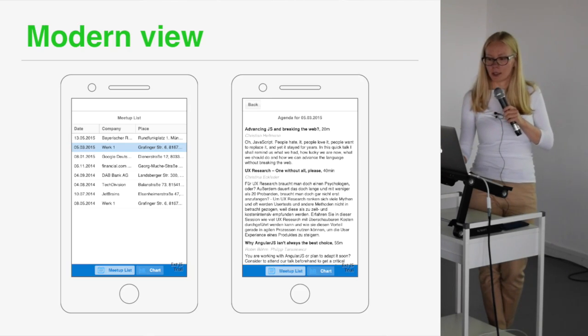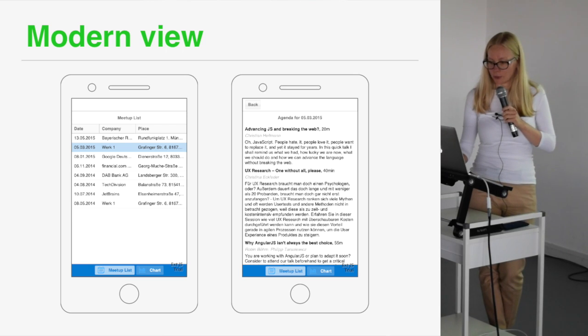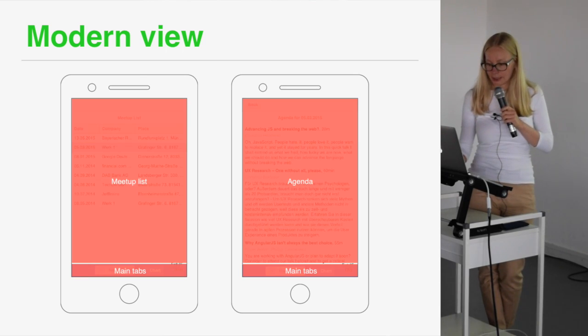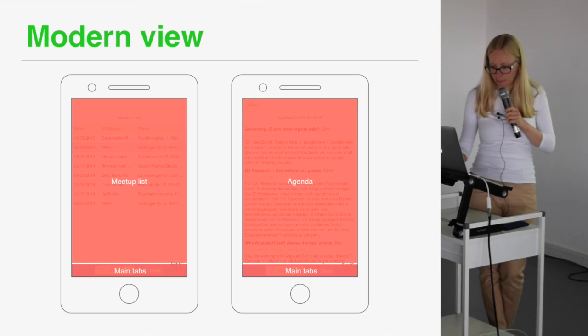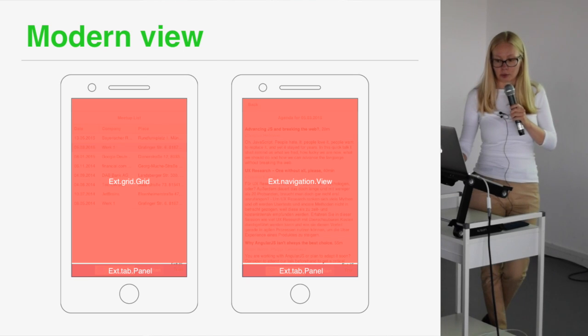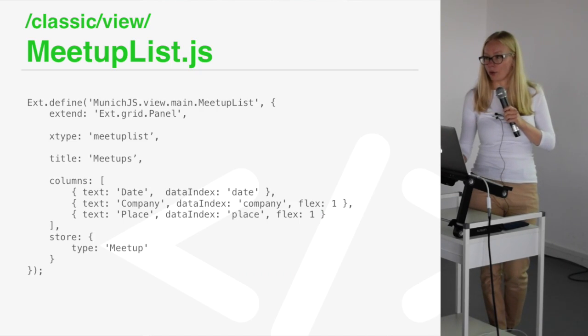Classic and modern views have different sets of UI components. Here it's the same, but with slightly different base classes. Okay, let's look at the source code of the meetup list. For example, I'll show you everything via the classic view code, because the modern view code is pretty similar.